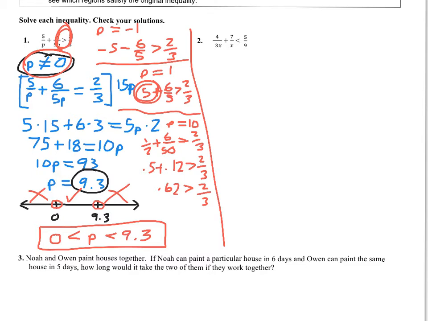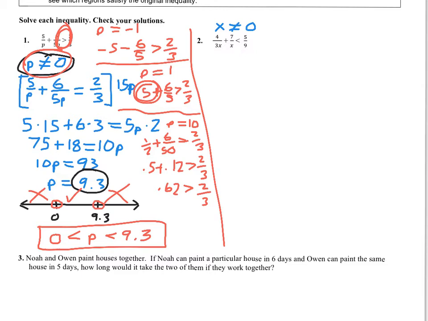Okay, for number 2, we're going to do the same steps. So the excluded value is x does not equal 0. Now, will it always be 0? No. If the denominator said x plus 2, then the excluded value would be -2.